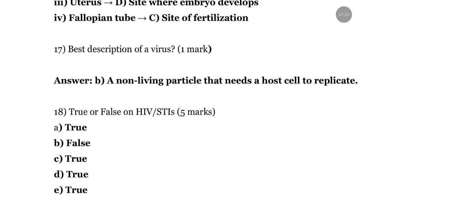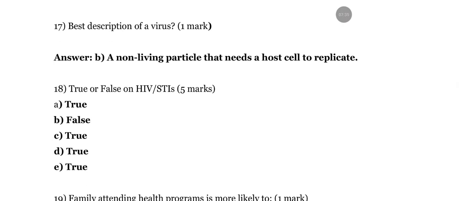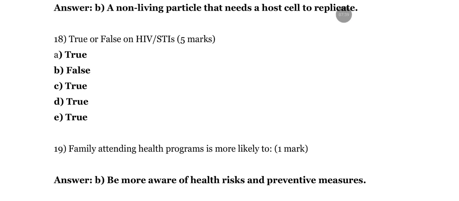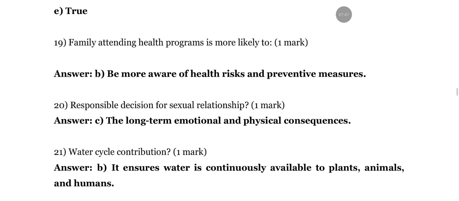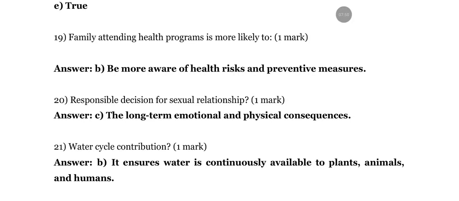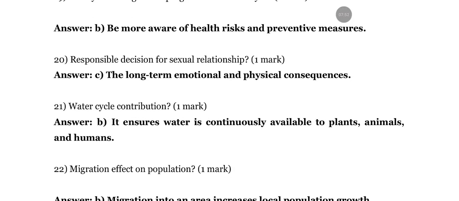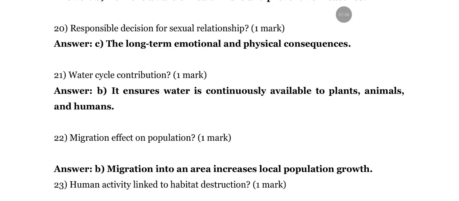And the basic description of a virus: it is a non-living particle that needs a host cell to replicate. And then the true and false on HIV and STIs. Then 19, a family attending a health program is more likely to be aware of health risks and preventive measures. A responsible decision for sexual relationships is about long-term emotional and physical consequences.